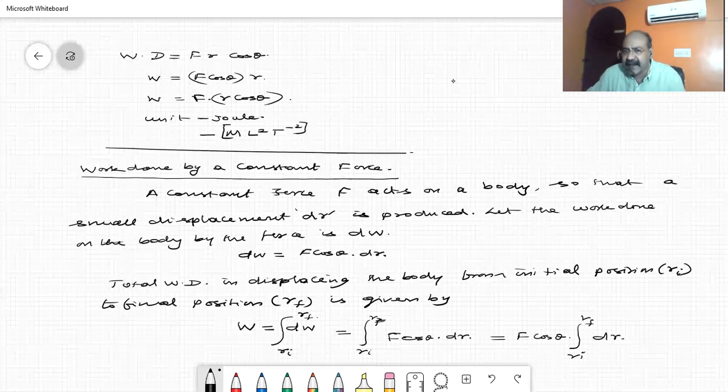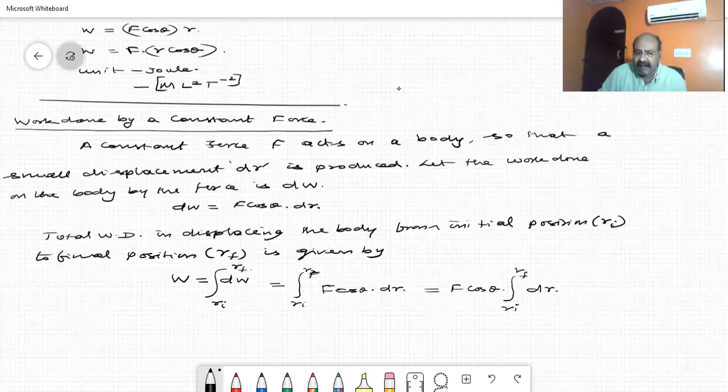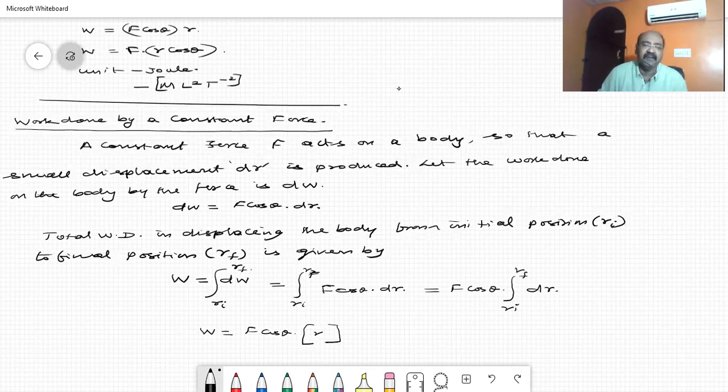You just integrate this dr. What is the final answer that you are able to get? Then the work done is given by F cos theta multiplied by the integral of dr, which gives r within the limits Ri to Rf. On applying the limits, we get the total work done as F cos theta into Rf minus Ri. So using this formula, we can calculate the total work done by a constant force.